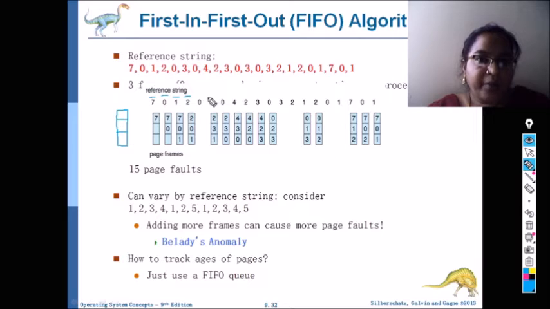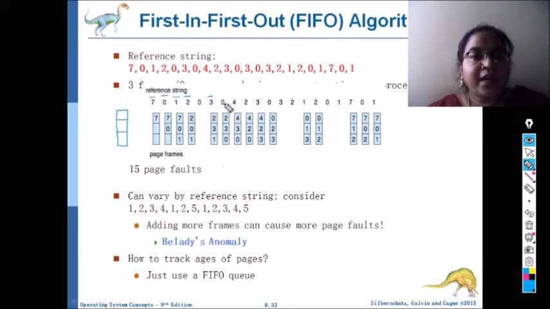Now for page 3, there is a page fault. Why is there a page fault? Because it is not there in the memory. Now we have to replace a page. Among 2, 0 and 1, 2 has just now come. Among 0 and 1, it is 0 which has come first, so you are going to replace page 0 by 3.